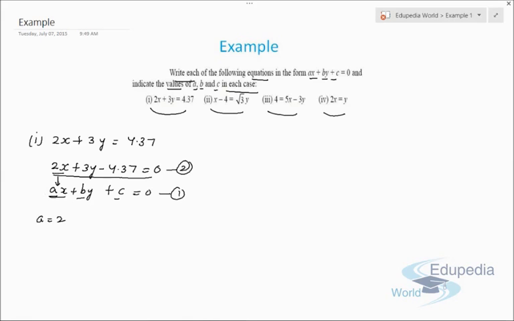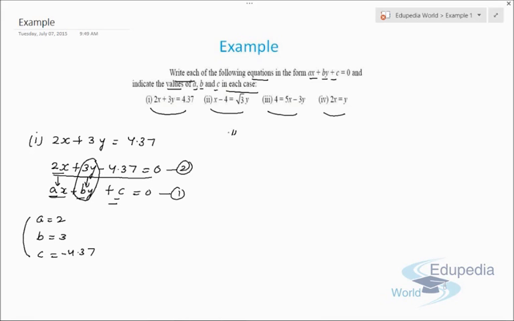If we compare both the terms, we get a as 2. Then b can take a value of 3, because we compare these two terms. Now c will take a value of minus 4.37. Why? Because in the general equation we have plus c, but in the equation we are given to solve, there is minus 4.37. So clearly we have to write c as minus 4.37 since we are comparing the equations. So these are the values of a, b and c for the first equation.